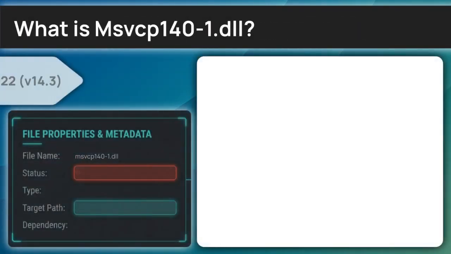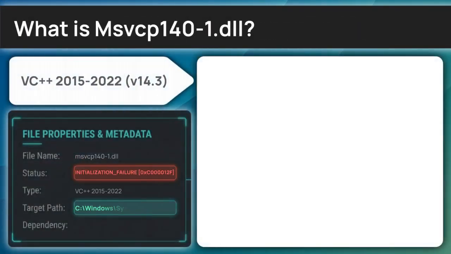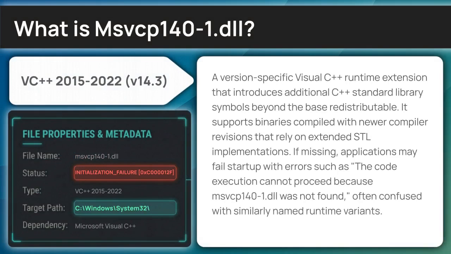This is the Microsoft Visual C++ Standard Library 140 Submodule 1, a version-specific Visual C++ runtime extension that introduces additional C++ standard library symbols beyond the base redistributable. It supports binaries compiled with newer compiler revisions that rely on extended STL implementations. If missing, applications may fail startup with errors such as "the code execution cannot proceed because msvcp140-1.dll was not found," often confused with similarly named runtime variants.